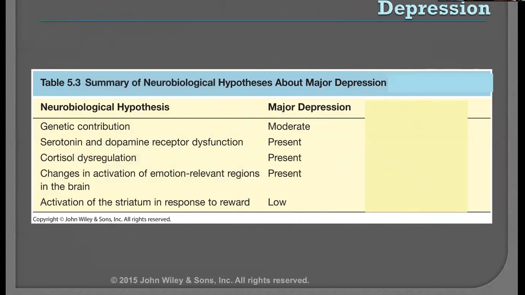Cortisol dysregulation is definitely present; the HPA axis is disrupted. And we actually have a fairly good understanding of how that works, and I'll get there in a few minutes. There are definitely changes in the limbic system, which is responsible for processing emotion in the brain and talking to the frontal cortex. And then low activation of the striatum in response to reward, which is consistent with the idea of anhedonia. So far, so good, I'm hoping.